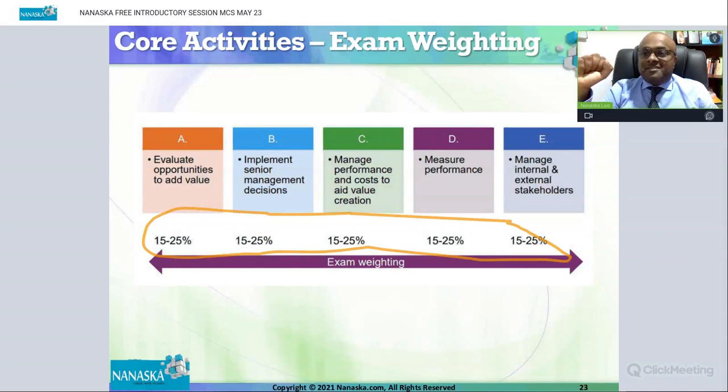So now the confusion is, how many co-activities? 5 co-activities. How many sections? 4 different sections. How many co-activities on the exam day? 5 co-activities. Are the marks equal for all 5 co-activities? Yes, the range is equal.